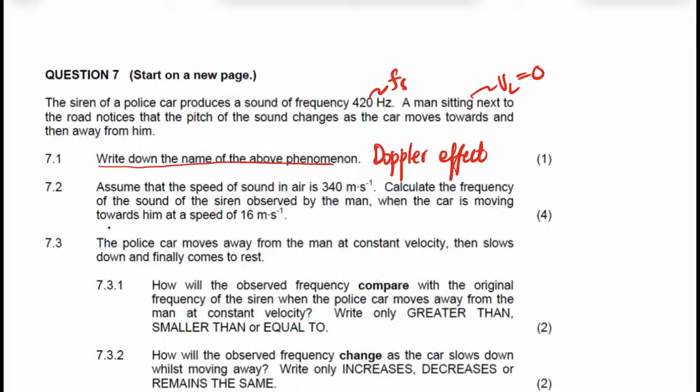Now 7.2, it says assume that the speed of sound in the air is 340. So 340 is the V, the velocity of sound, and calculate the frequency of the sound of the siren observed by the man. So we want the frequency of the listener when the car is moving towards him. It's very important, this statement, towards, right, at a speed of 16. This is the velocity of the source.